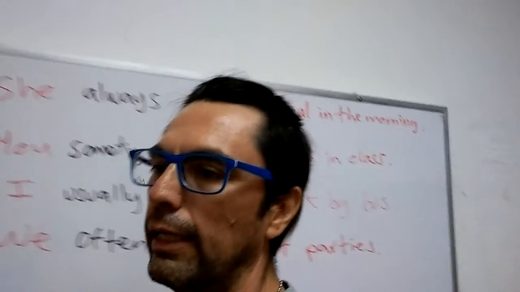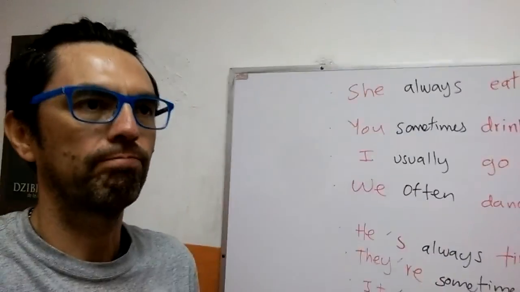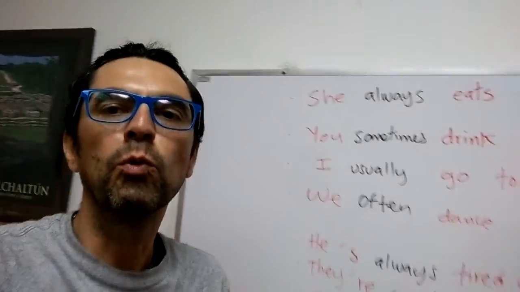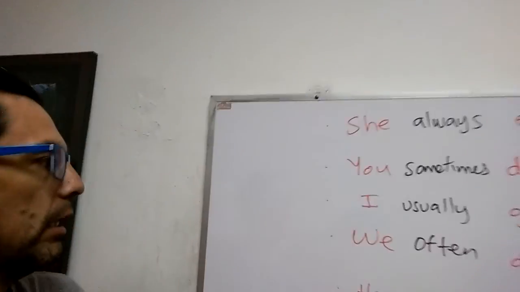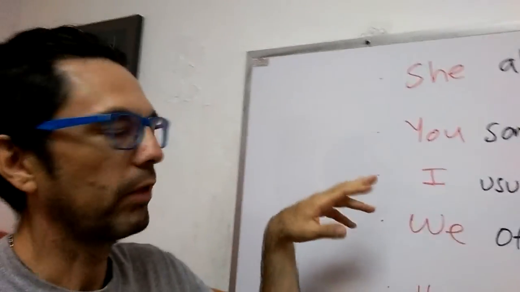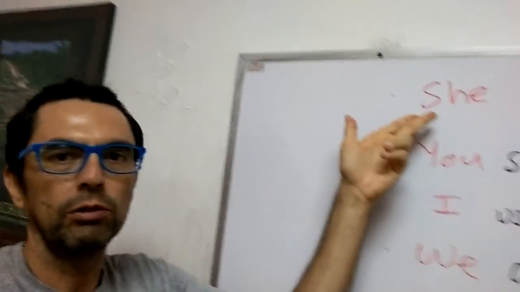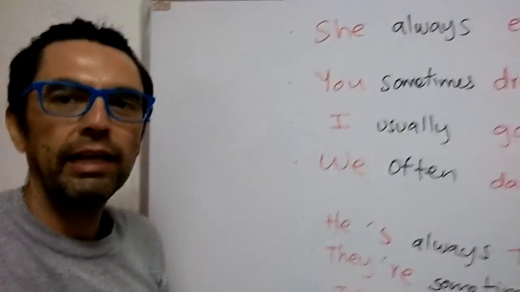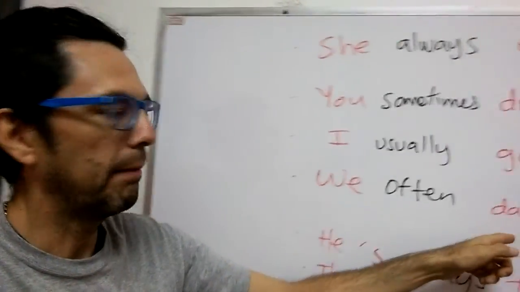Okay? Well, let me explain that these frequency adverbs help us to establish or to mention the intensity or the frequency we do an action. Okay? Let me explain the rule. You know that in the sentence we always start with she or you or I or we or he or they or it, any kind of subject. But any subject needs a verb.